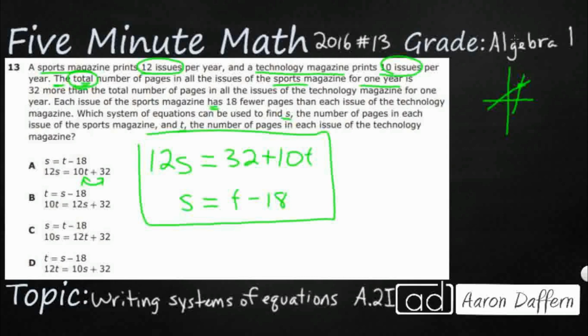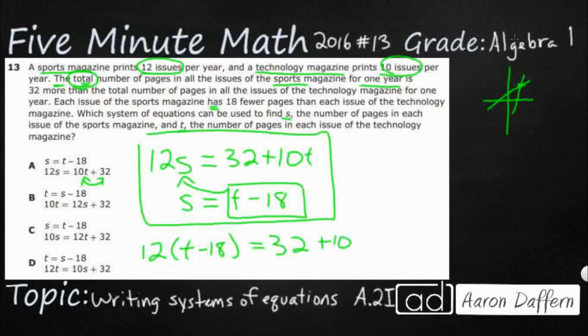If we wanted to actually solve this, since S equals T minus 18, you can substitute that in. You can write T minus 18, and then you just solve for T if you really wanted to find the solution. But in this problem, we're just looking for the system of equations. My answer is A.